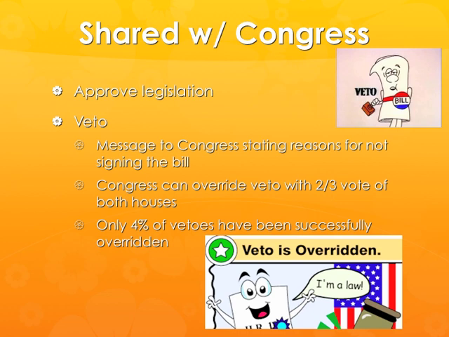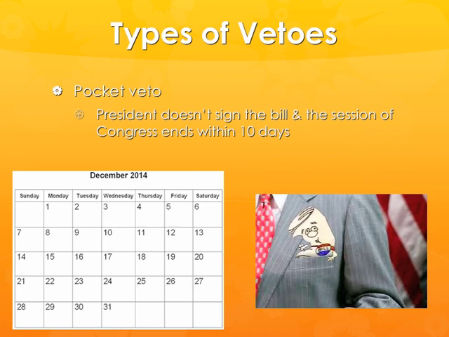That's very, very difficult to do. It's only happened on 4% of vetoes in American history. So if the President does veto a bill, there's a very, very good chance that it will stay vetoed. A couple different types of veto. We have a pocket veto.